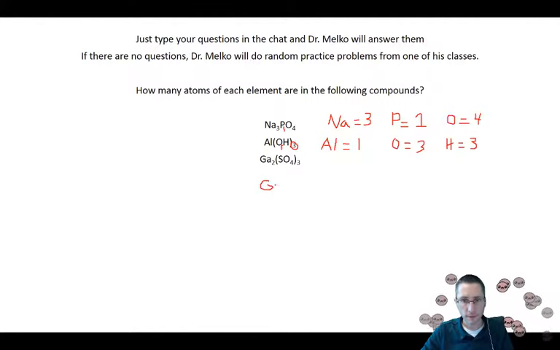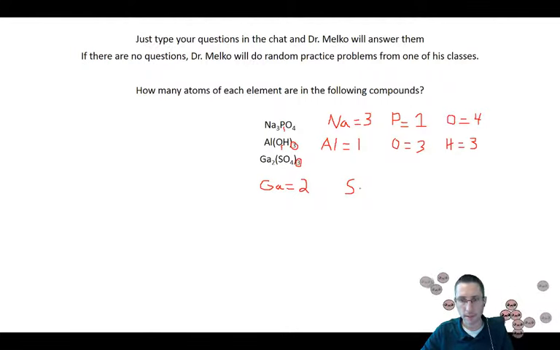Finally, Ga, gallium. 2 of those. S is sulfur. Again, multiply outside by inside. Inside S is implied to be 1, so 3 times 1 is 3. And oxygen here, O, 3 times 4 is 12.